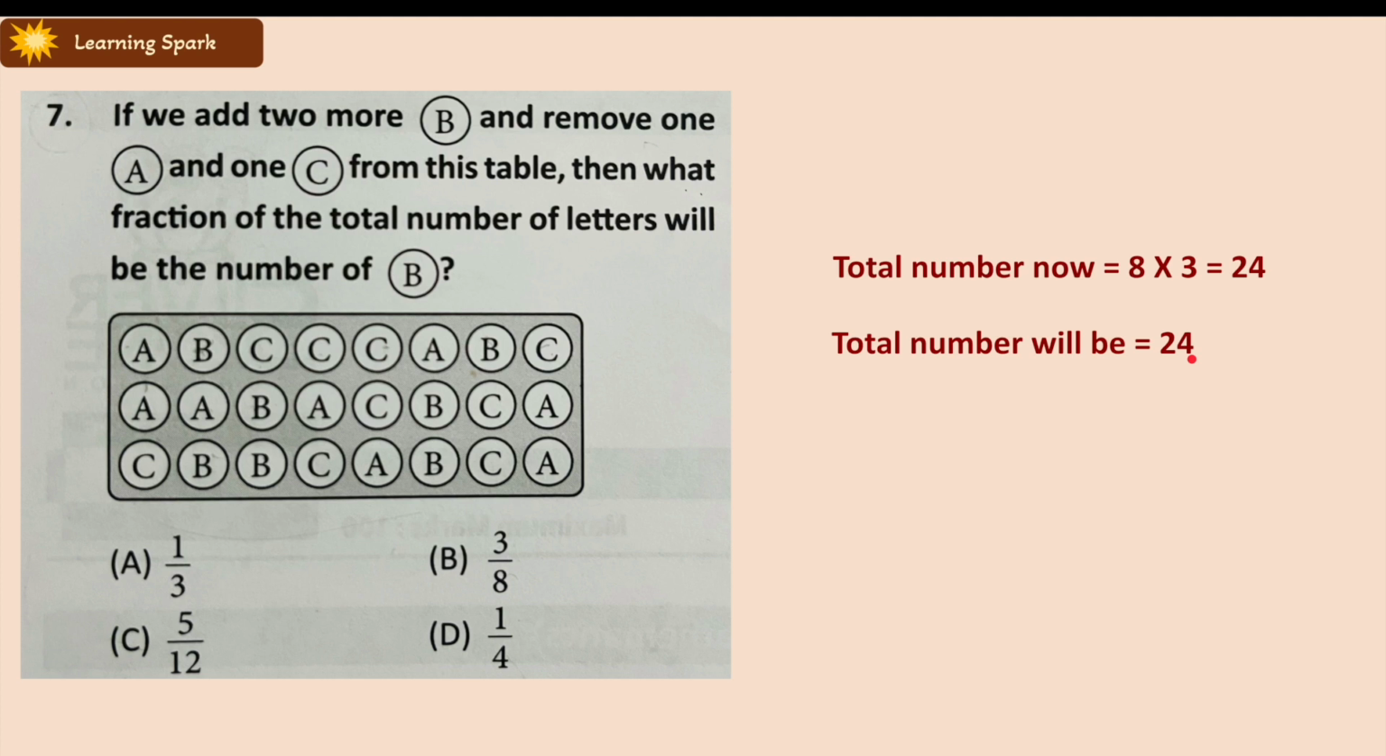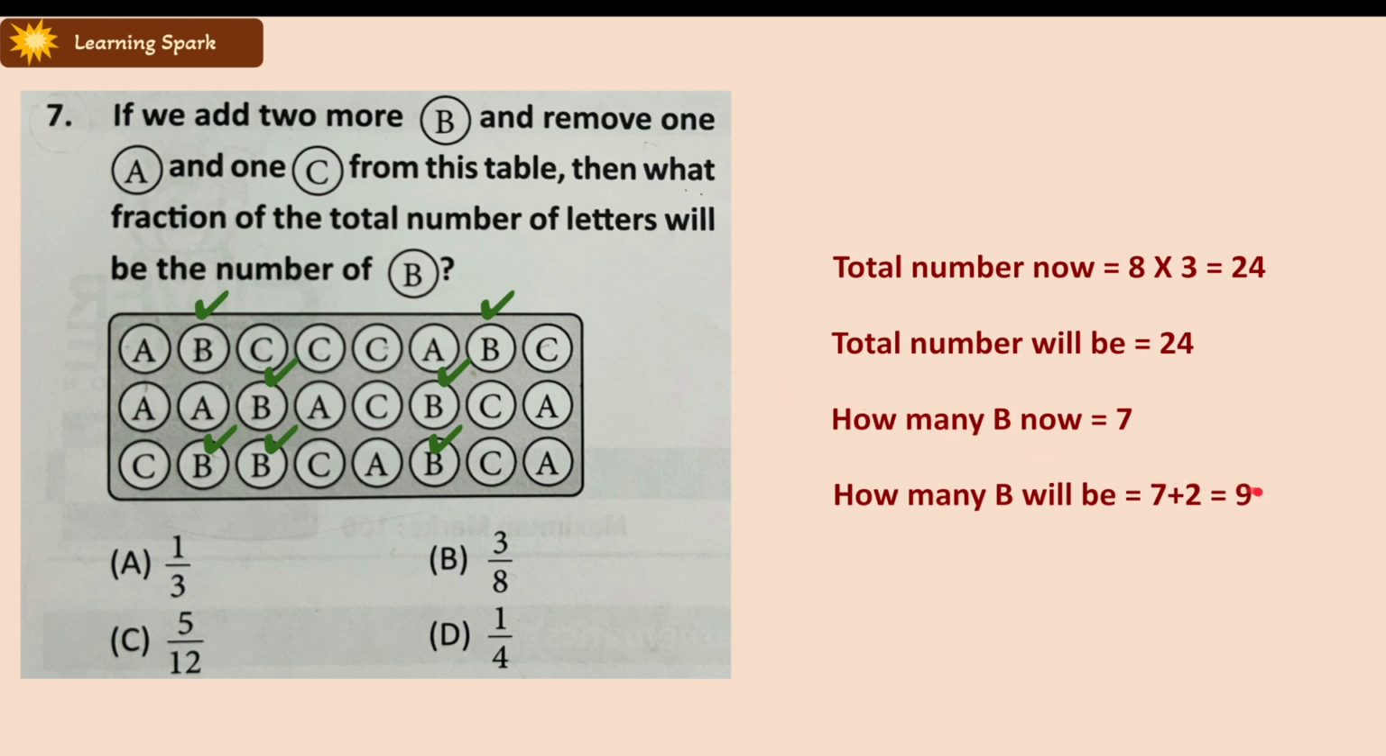Okay. Now we calculate the number of B's. How many B's are there right now? There are 1, 2, 3, 4, 5, 6, 7 B's. 7 B's are there on the table right now. And it is saying that if we add 2 more B's, right? So 7 B's are there and we add 2 more, so it becomes 9.